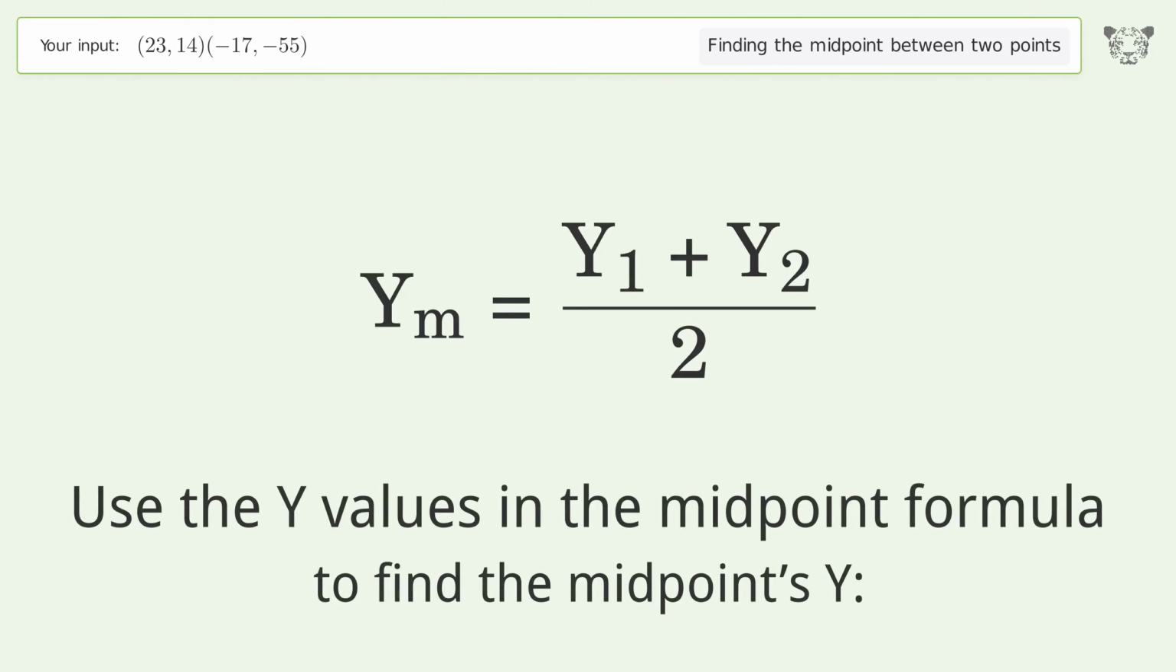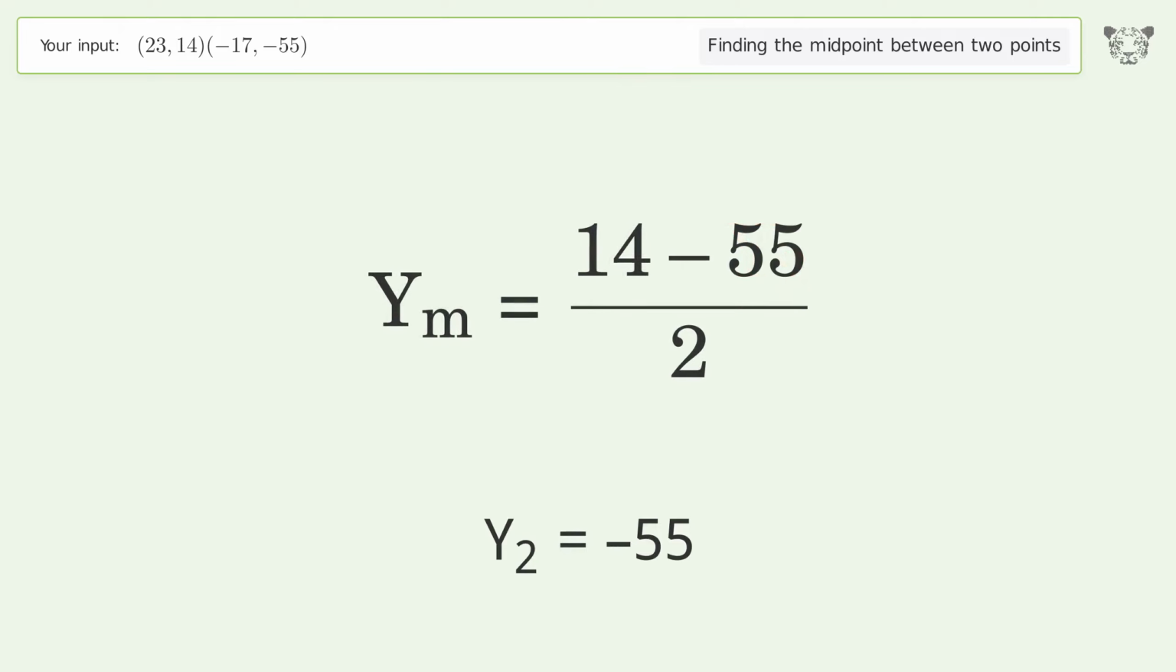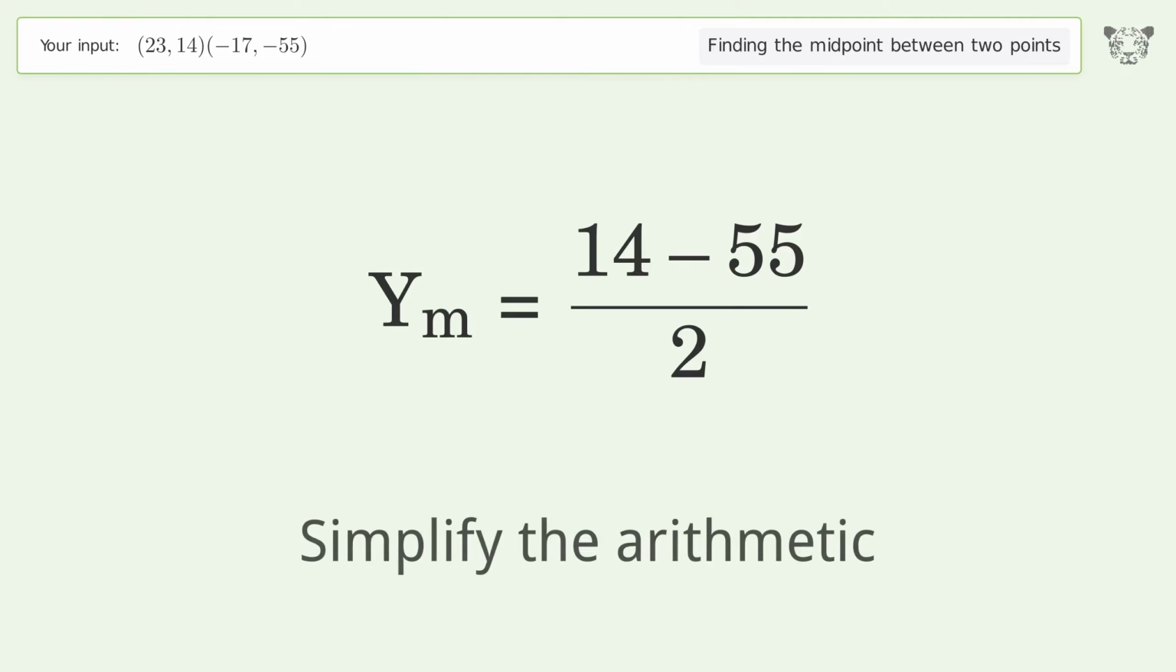Use the y values in the midpoint formula to find the midpoint's y. y1 equals 14. y2 equals negative 55. Simplify the arithmetic.